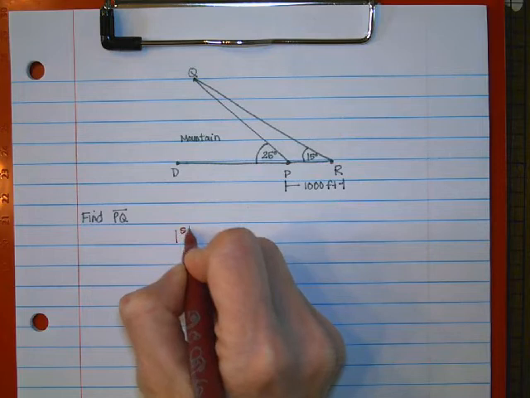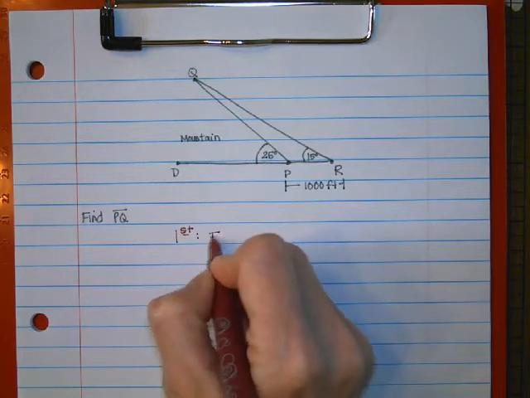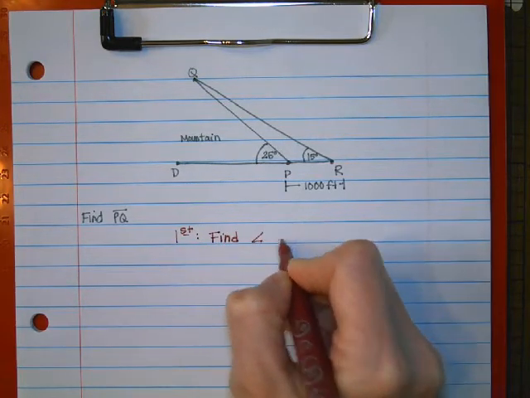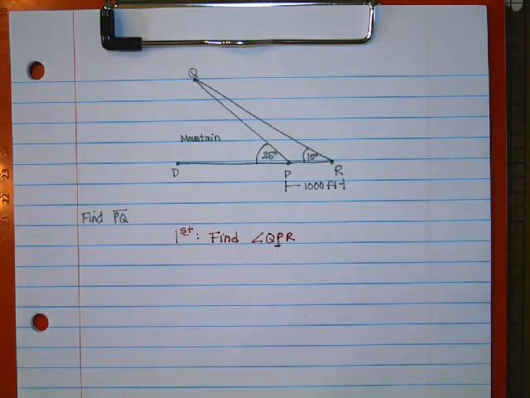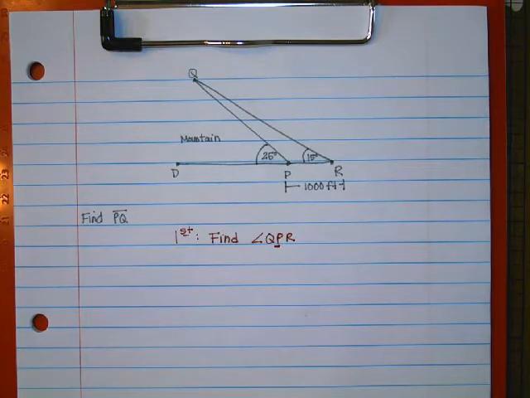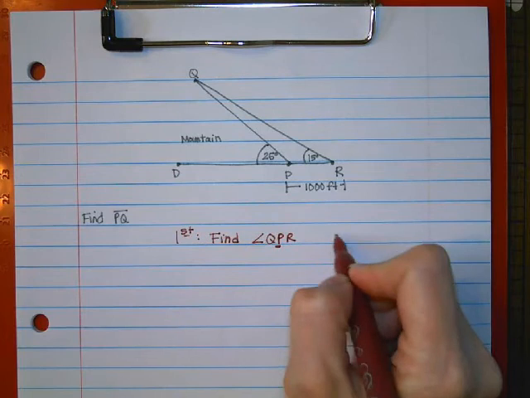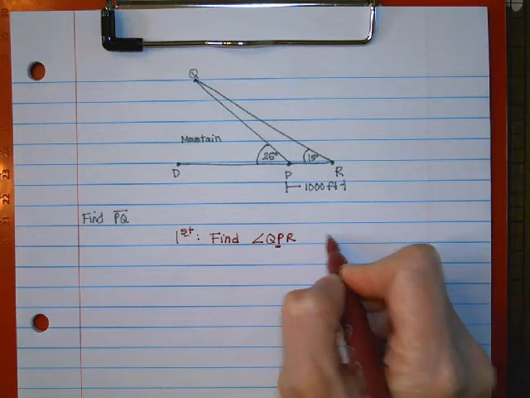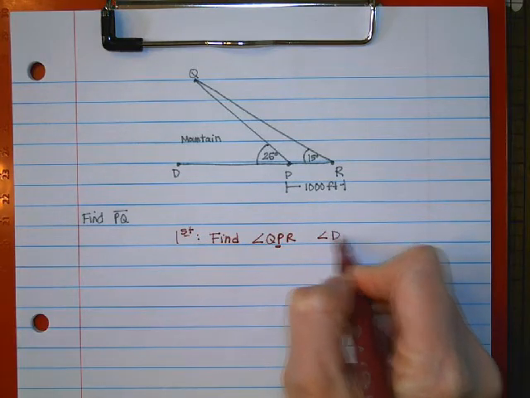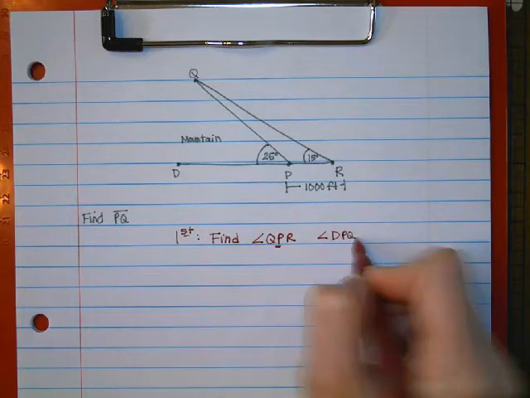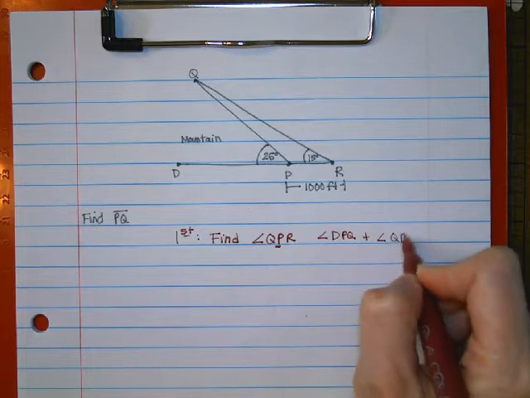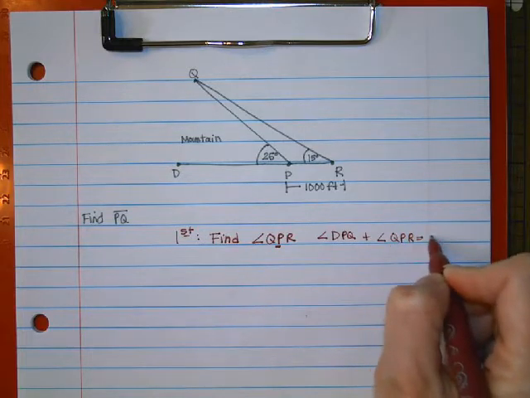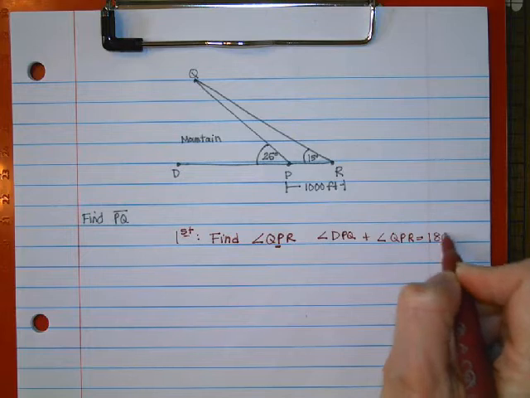First thing we need to do is to find angle QPR, which is basically where you see the P at. Remember, that's the vertex from geometry. So what we should know here is that angle DPQ plus angle QPR is equal to 180 degrees.